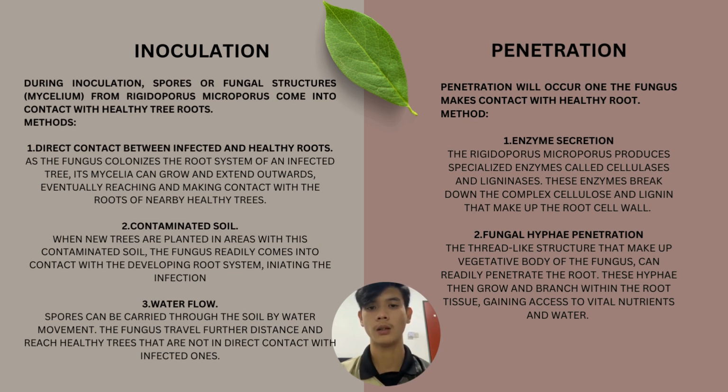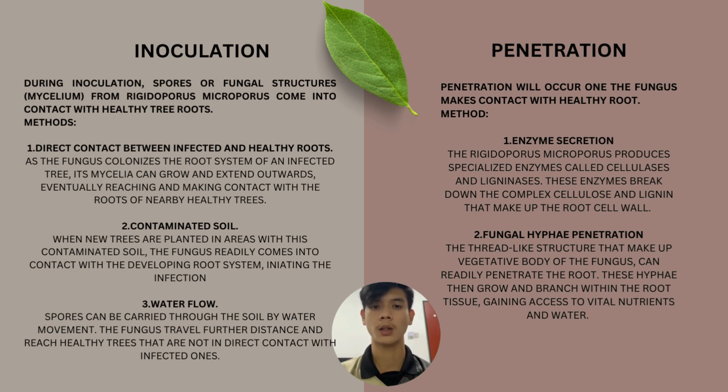So during inoculation, the spores or fungus structures from Rigidoporus microporus will come into contact with the healthy tree roots. And there are several ways or methods on how the inoculation can occur. The first one is direct contact between infected and healthy roots. As the fungus colonizes the root system of an infected tree, its mycelia can grow and extend outwards, and eventually reach and make contact with the roots of nearby healthy trees.